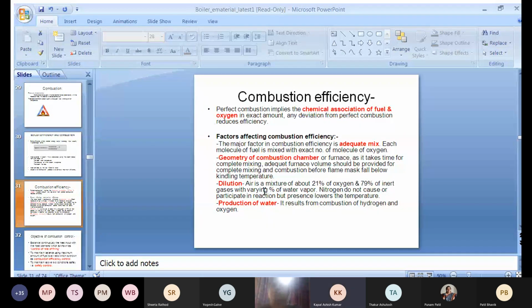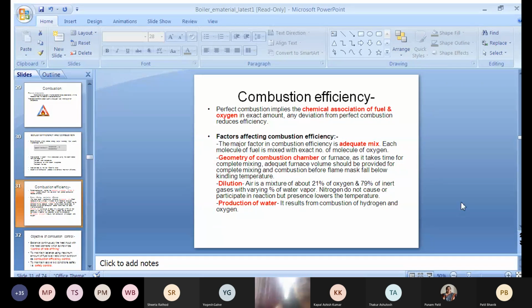So we are studying the factors which are affecting combustion efficiency. In that, we first studied adequate mixture, then geometry of the combustion chamber. Third is dilution. In dilution we studied the unnecessary excess of nitrogen. Air contains oxygen and nitrogen. Nitrogen does not take part in the reaction, but the presence of nitrogen reduces the heat produced in the reaction. So we are going to avoid excess air in the combustion chamber, otherwise it will affect the combustion efficiency.